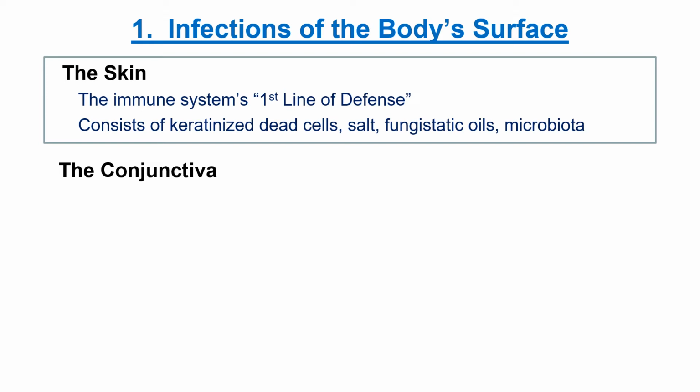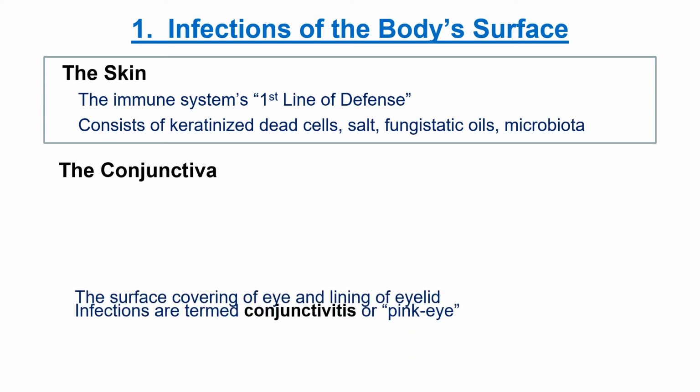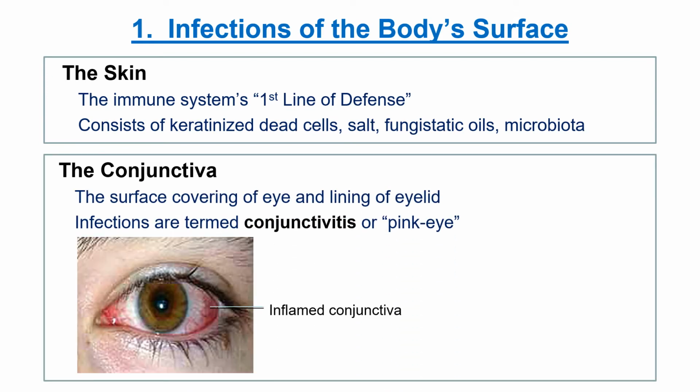The body surface also includes the conjunctiva, so you may have heard of conjunctivitis or pink eye. This is an infection of the eye. Itis, by the way, you may or may not know this, means inflammation, so this is an inflammation of the surface of the eye.